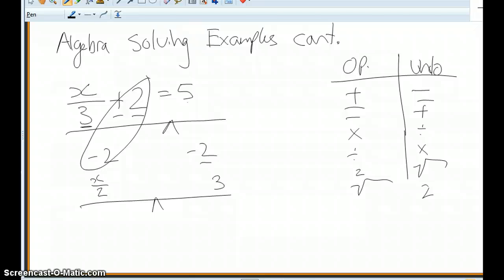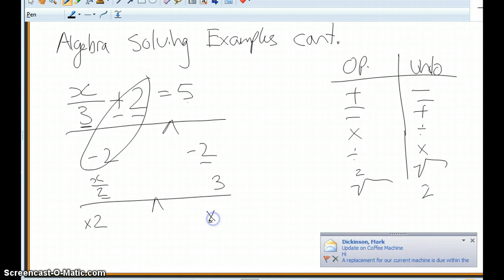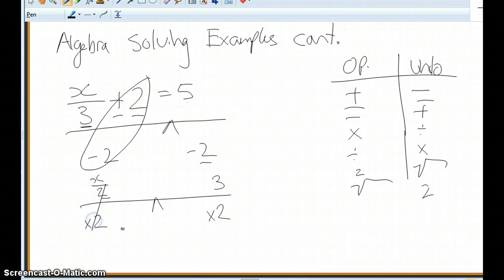To undo a division, because I'm trying to get x by itself, right? To undo a division, I should multiply that side and that side by 3. Same thing to both sides, things stay in balance. And the division times by 3, that's gone. And on the left hand side, I have got x, which now exactly balances with 3 times 3, 9. x equals 9.